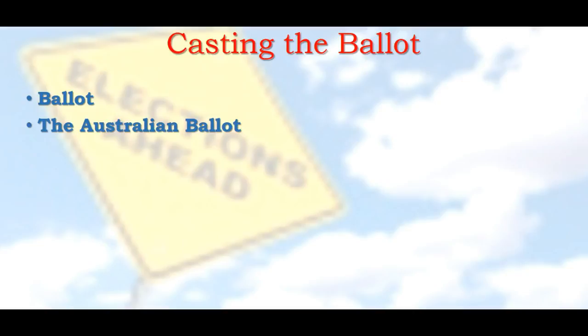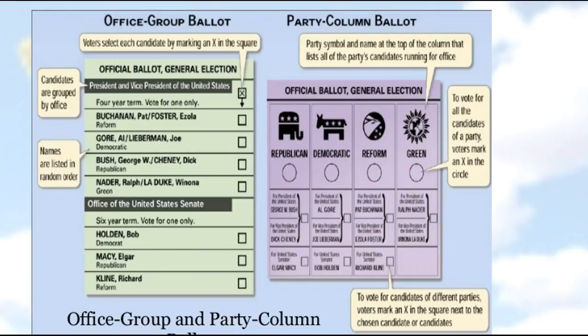The office group ballot. The office group ballot is the original form of the Australian ballot. It is also sometimes called the Massachusetts ballot because of its early 1888 use there. On the office group ballot, the candidates for an office are grouped together under the title of that office. Because the names of the candidates thus appear as a block, the form is also sometimes called the office block ballot.